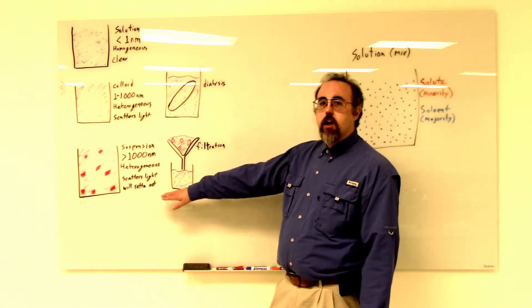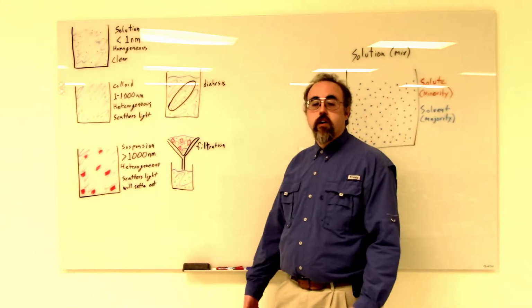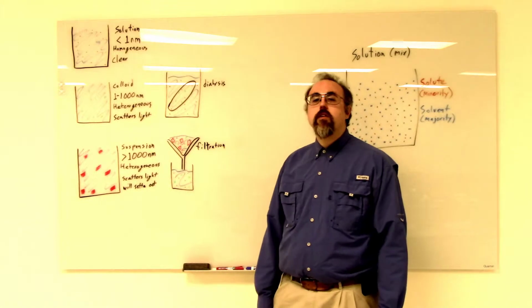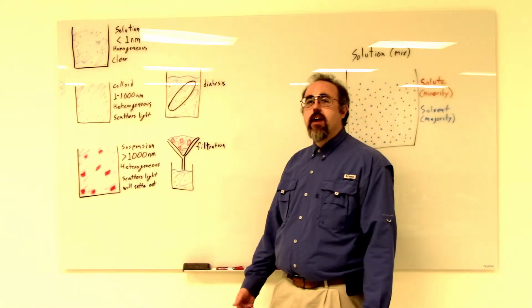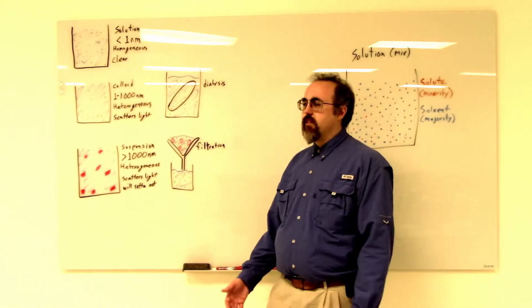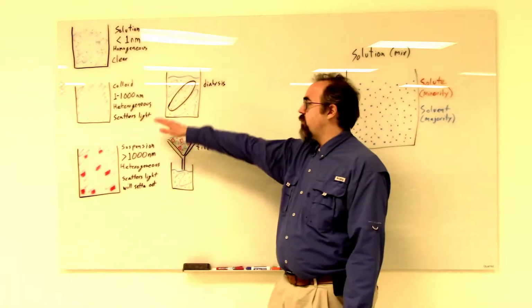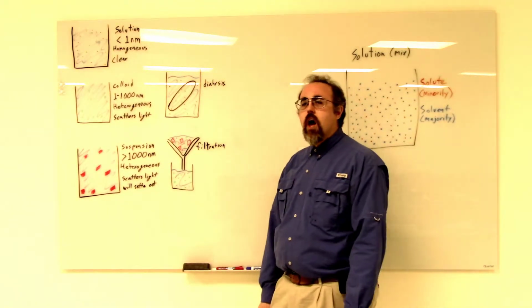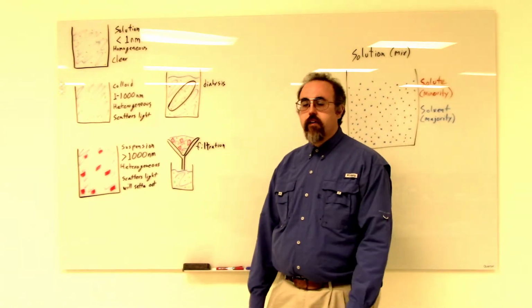Now, if I go a little bit larger, I can get a suspension. These, of course, have a larger particle. These are going to be over about 1,000 nanometers. And in this case, not only will it scatter light, it definitely can be completely opaque. In both cases, you can get pretty opaque, but the suspensions are notorious for doing this. Think silty water in this case.